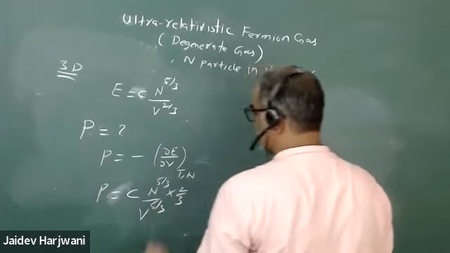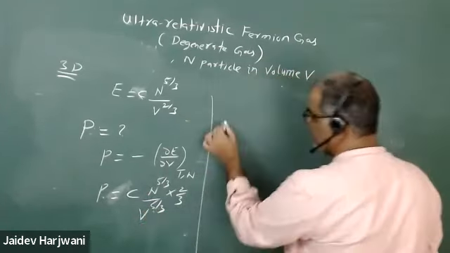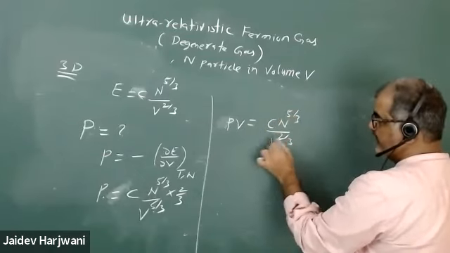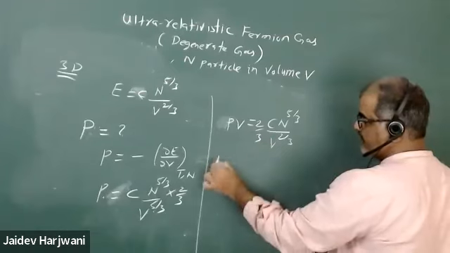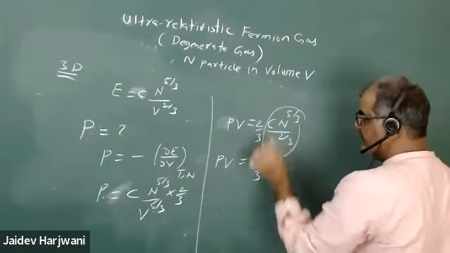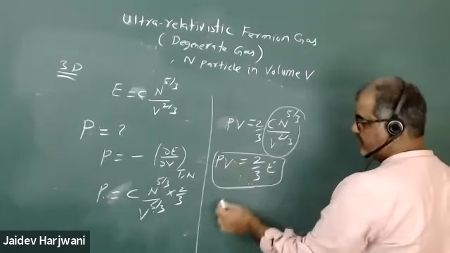Okay, and if you put 1 by V here, this becomes PV, and here you will be left with C n power 5 by 3, V power 2 by 3 into 2 by 3. Okay, so PV equals 2 by 3, and this again is E. So they asked which is the gas equation. Okay, so this is the answer.